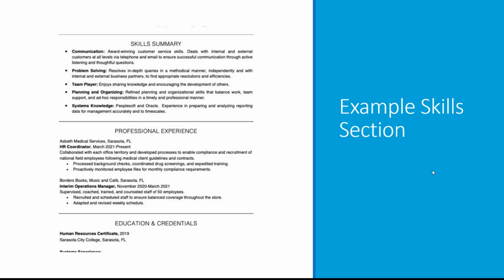So for example, this one here, notice their professional experience may not directly relate to the position. So what they've done is they've put a skills summary at the top. Now, where should these skills come from? It should come from the job description. So whatever skills they're looking for, if you have them, then highlight them in your resume.